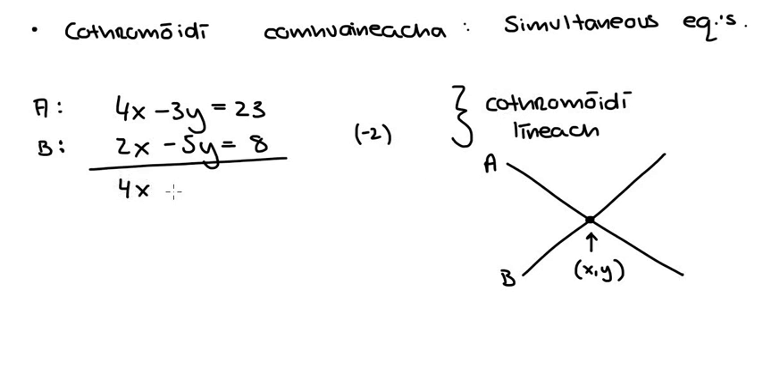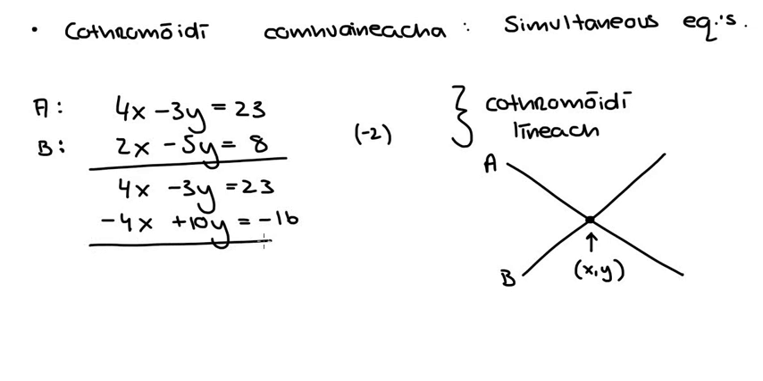But what I'm doing first is I'm multiplying the second line by -2 because I want to be able to cancel the X's so that I can find Y first. So we'll get minus 4x plus 10y equals minus 16. 4x minus 4x gives me 0. We get plus 7y. 23 minus 16 is going to give me 7. So y is equal to 7 divided by 7, which gives me 1.